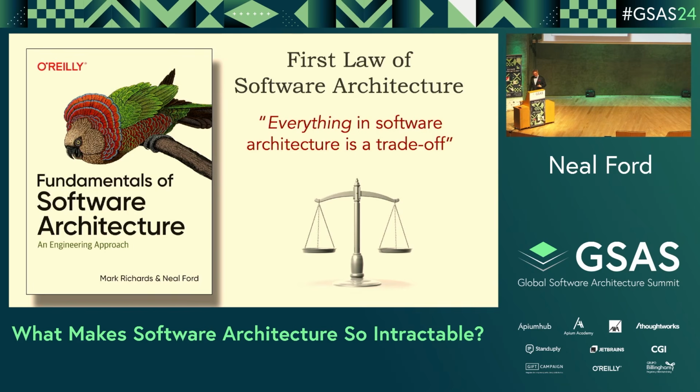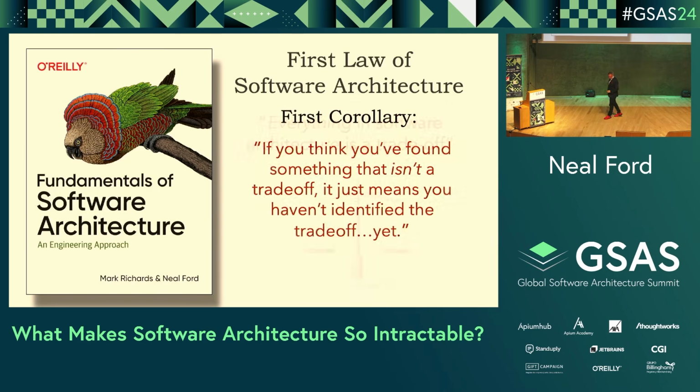But in our fundamentals book, when Mark and I were writing this book, we really wanted to see if we could find things that seemed universally true in software architecture and codify these laws of software architecture. We hoped there'd be like 10 of them, and it turned out there were 2 of them. We're actually going to touch on both of them today. This is the first one, that everything in software architecture is a trade-off.